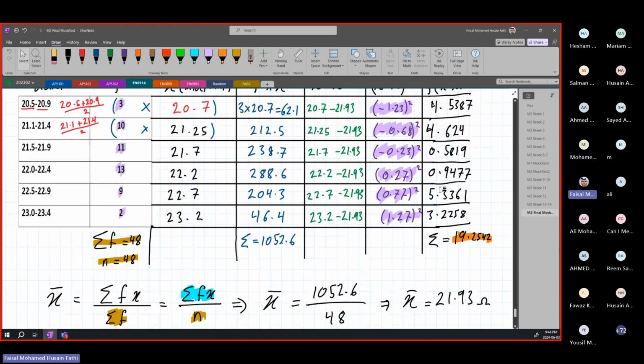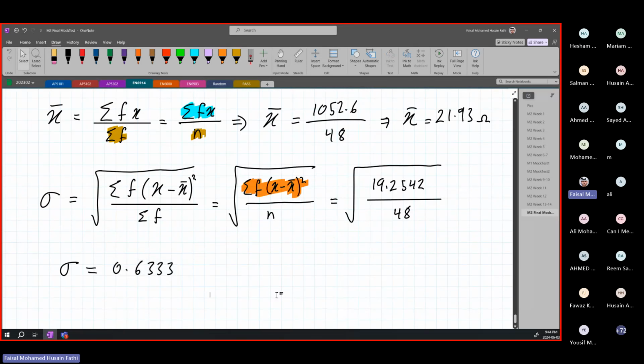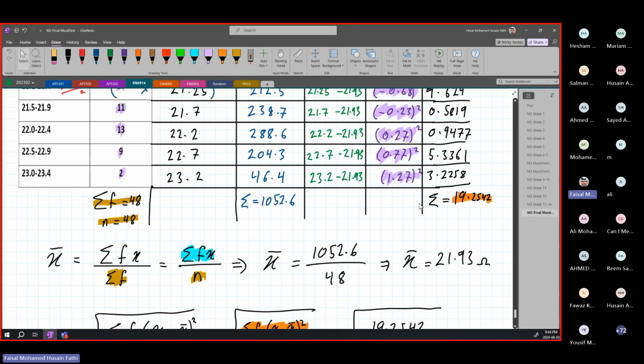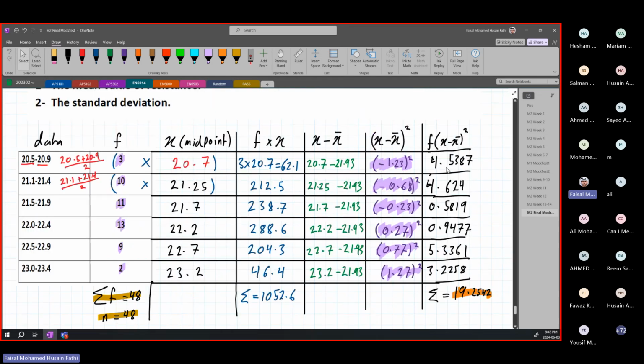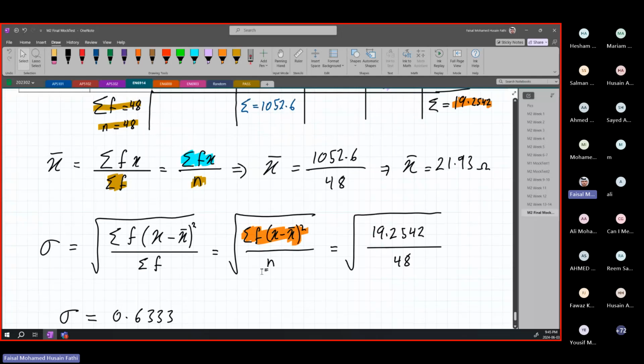Again, it depends on the accuracy you are taking. That's why the actual answer is 0.645 based on the solution, but it all depends on the accuracy you are taking with the decimals and all of that. As long as you're within the correct range, this will be your answer.